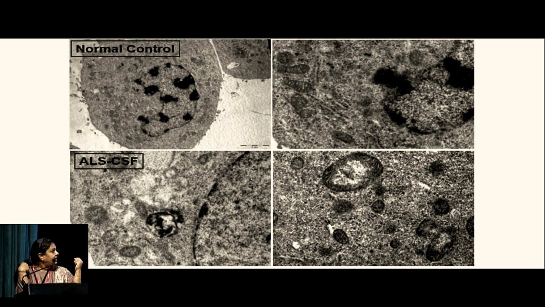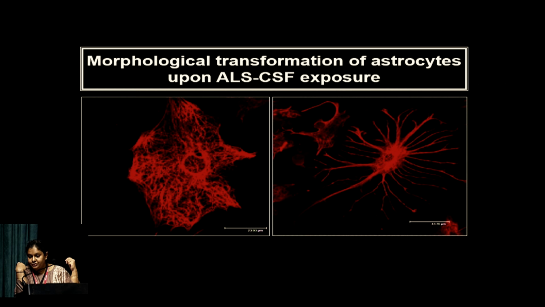Next, please. So on the right panel, you can see down, the mitochondria are also affected because we can see that the mitochondria are bulged, or we can see the presence of apoptotic bodies by electron microscopy.